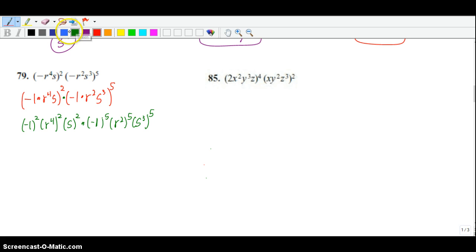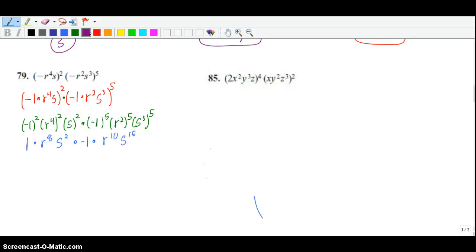All right, so negative 1 squared becomes positive 1. This becomes r to the eighth. This is just s squared. Negative 1 to the fifth, well, that's going to stay negative 1. Then times, let's see, this becomes r to the 10th, and then s to the 15th. And then once again, multiplication is commutative. Now, if you want to do this in your head, no problem. Go ahead and do it.